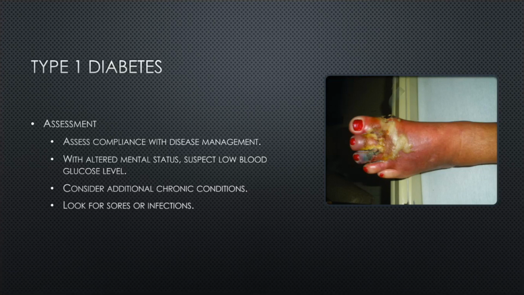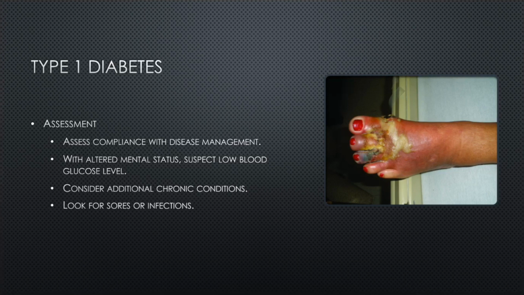We'll talk about the assessment of the type 1 diabetic. You want to determine whether the patient is compliant with their disease management, if they're taking their medications when they should. With altered mental status, suspect a low blood glucose level, because that's more common. It's very common that these type 1 diabetics take either too much insulin or they take their insulin when their blood sugar was already too low.